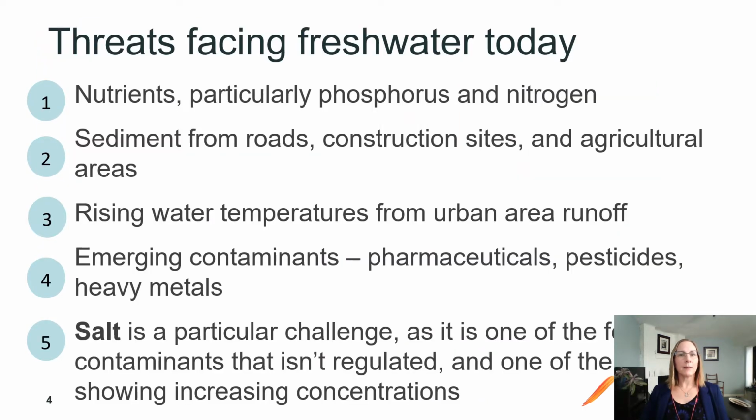There are a number of threats facing our freshwater resources, including nutrients, particularly phosphorus and nitrogen, which are leading to the overgrowth of plants and algae. Sediment, much of which runs off of roads, construction sites, and agricultural fields, which impacts water quality and aquatic habitat. Inputs of warm water running off of roads and parking lots are affecting aquatic communities, particularly sensitive cold water species like trout. We're still learning more about emerging contaminants and their impacts, and this is an area of continued study.